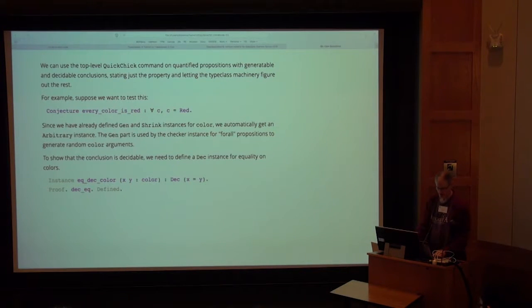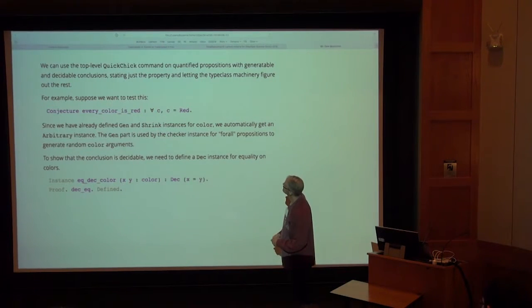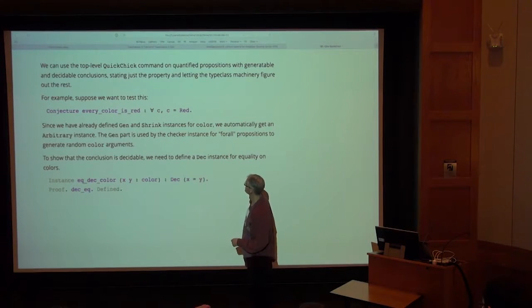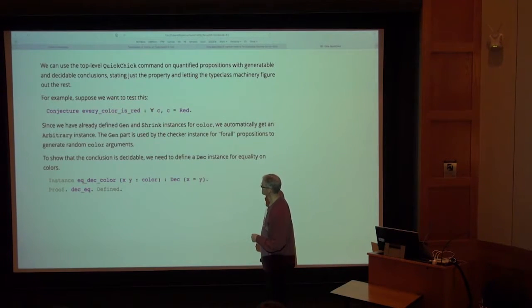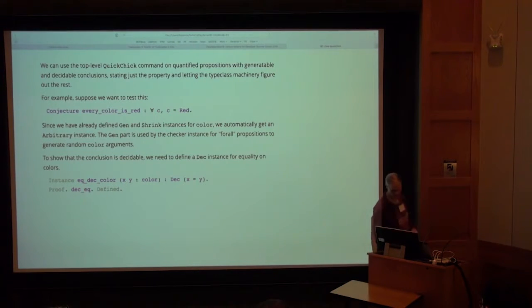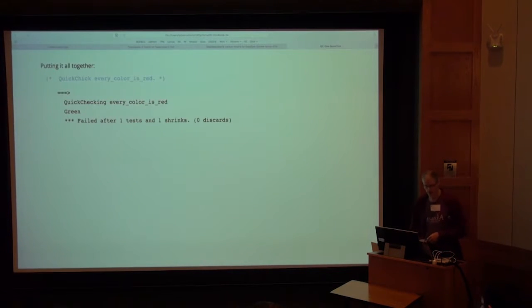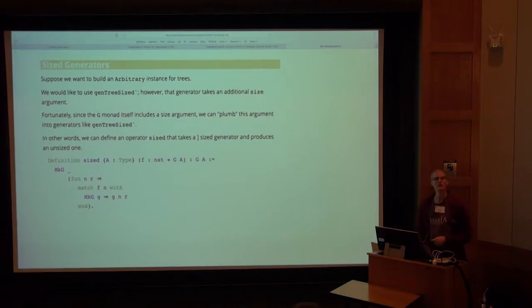Okay, and now to test, for example, this conjecture that every color is red, we have essentially everything we need. We just need a decidability instance for colors. And now the type class machinery just gives us the arbitrary instance automatically. Okay, so putting it all together, we can easily find out that not every color is red.